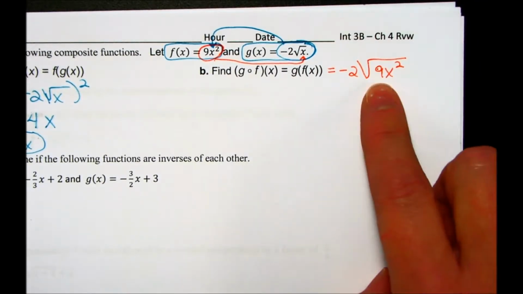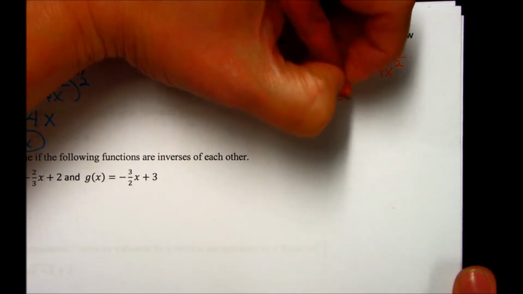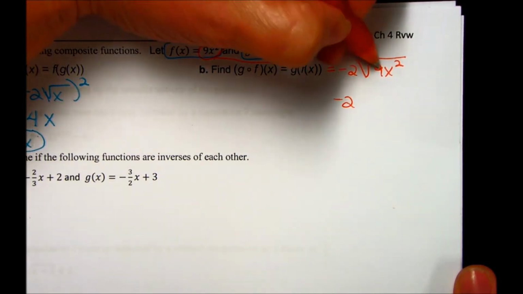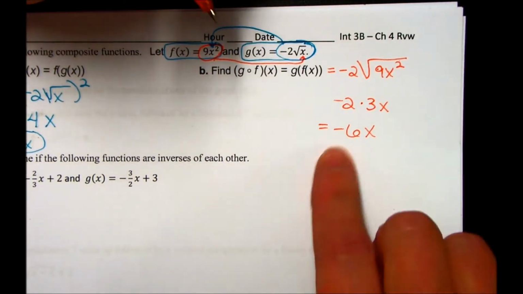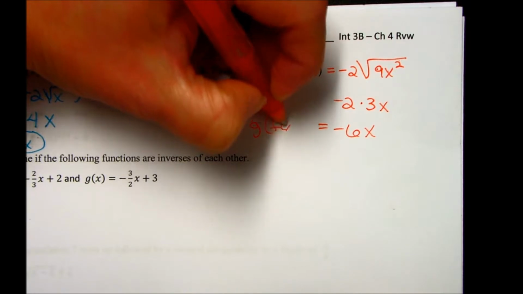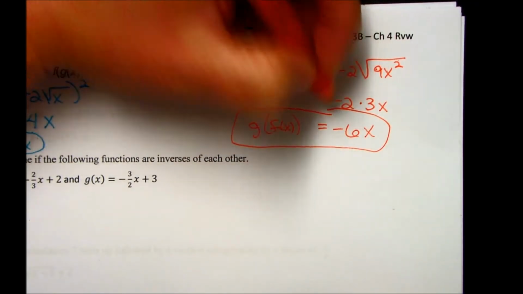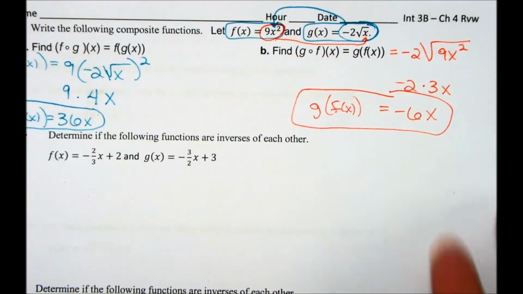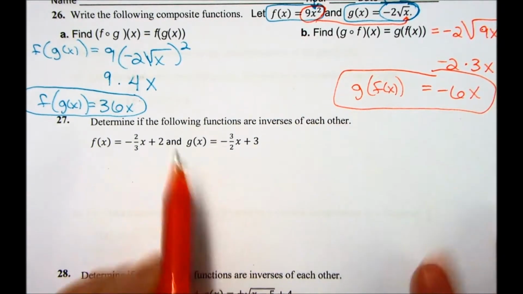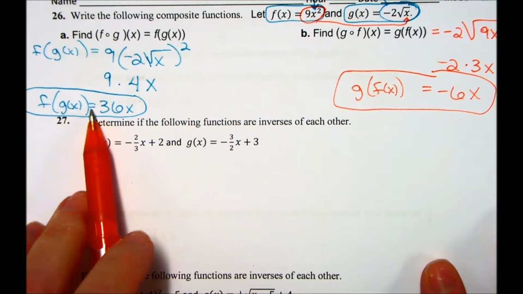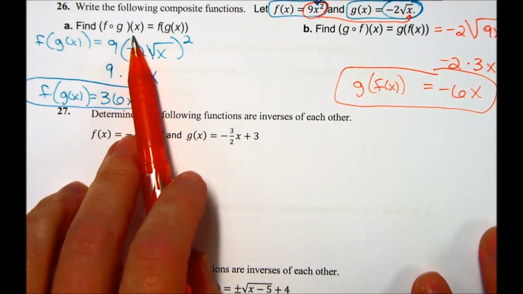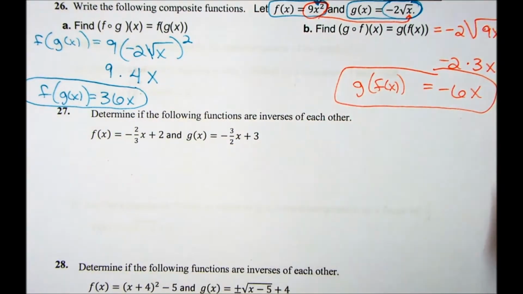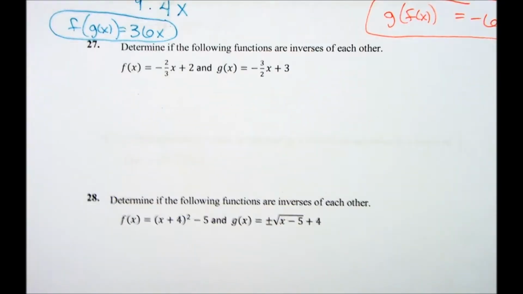Well, it just so happens that both 9 and x squared are perfect squares, so we can simplify the square root of 9x squared. The square root of 9 would be 3, and the square root of x squared is x. So when you multiply that together, you get negative 6x, which is another linear function. But again, we want to write g of f of x equals, so it's got to be an equation or a function, not just negative 6x. So don't just give me negative 6x or positive 36x. Tell me f of g of x equals, or g of f of x equals. All right, so that's your composite functions.